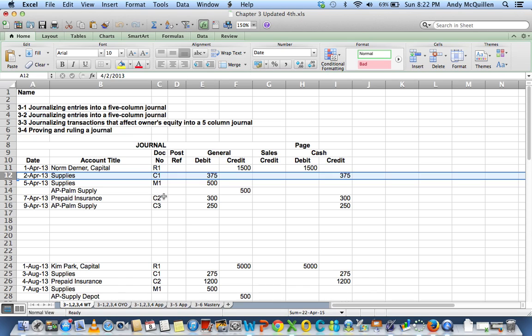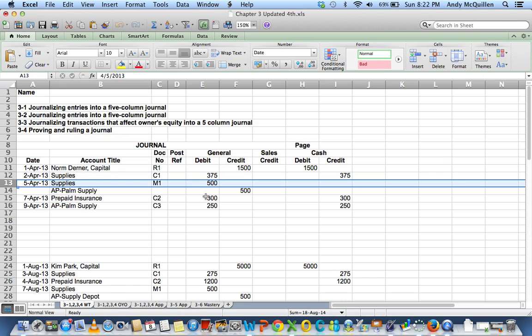On page 66, we go into 3-2. First transaction is bought supplies on account from Palm Supply, $500, M1. This is a little bit different because we don't have cash and we don't have sales that are impacted. So now we're going to actually be on two different lines, which you can see here, both on April 5th. We always put the debit on top, which is supplies, because we gained supplies, but we didn't pay for them yet. So that's on accounts payable, Palm Supply, and that's why we credited general as well.